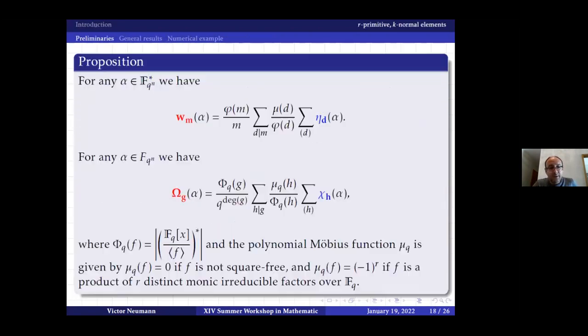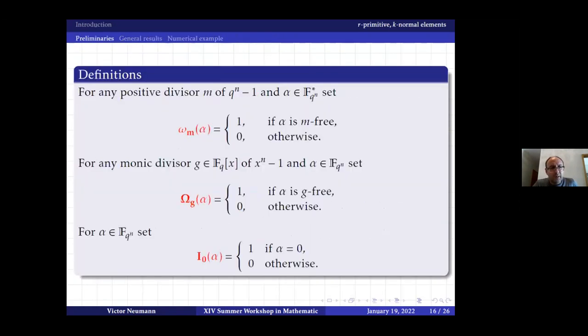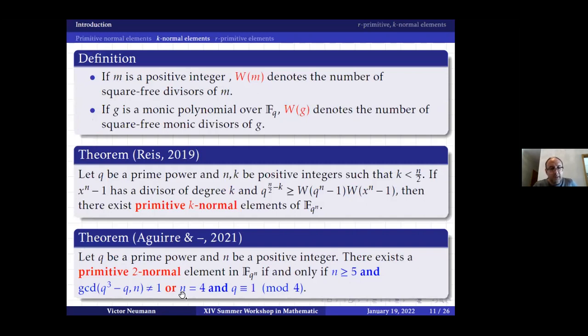In the case of R equal to 1 and K equal to 2, there is no exception, because these two conditions are the conditions for the existence of K-normal elements. And just for the case where N equals 4, we must prove algebraically that if Q is not congruent to 1 modulo 4, there is no primitive normal element. But if Q is congruent to 1 modulo 4, we can do some tricks to find some conditions for this special case, and for the other case, we may do our work by hand also.